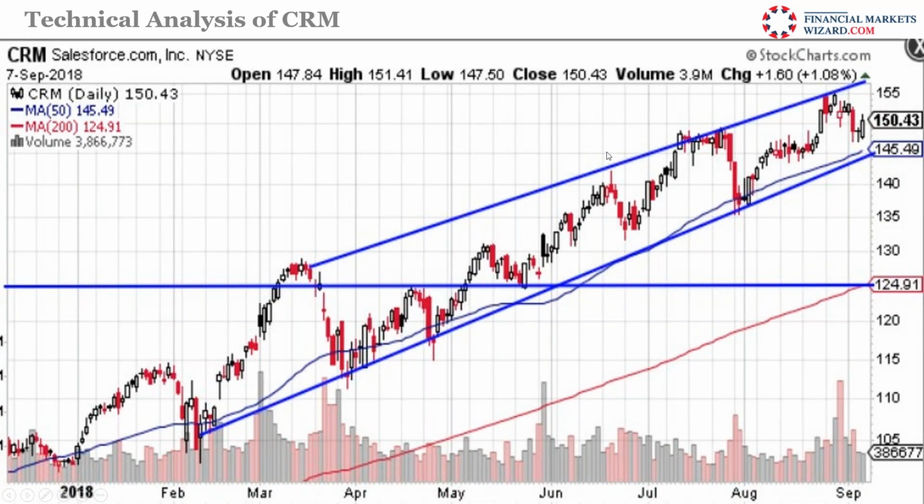This is CRM. CRM, I already have it, but I'm stalking it for more entry. The reason is that it's just consolidating after the move up on earnings, sitting on the 50-day moving average. So any move up is another trigger, and I pull the trigger, knowing that this is a strong support area.